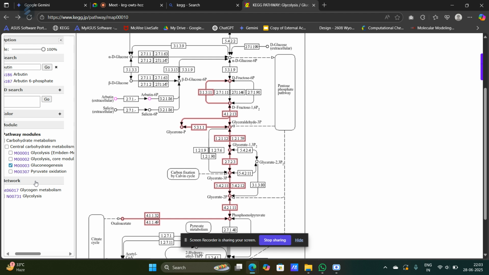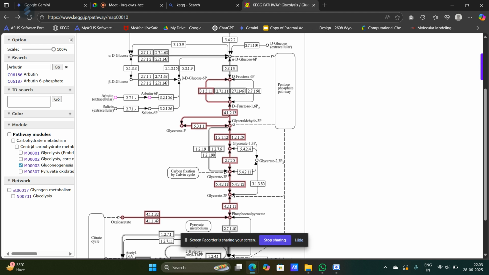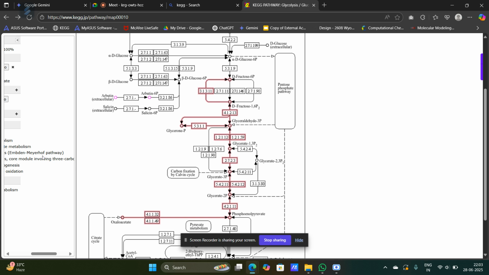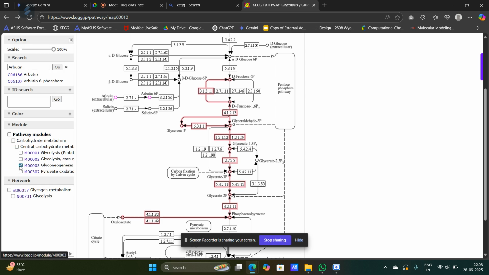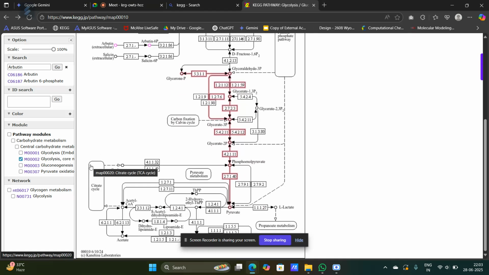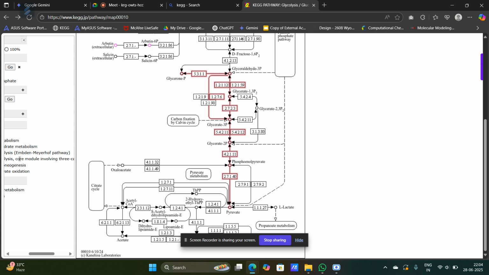Are you guys able to understand what a module is? A module is like dividing the pathway into subdivisions, and you store it as glycolysis Embden-Meyerhof pathway and glycolysis core module involving 3 carbon compounds. Whatever is highlighted here involves only 3 carbon compounds, because I have selected that part of the glycolysis pathway which involves only 3 carbon compounds. Hope you guys understood. Shall I go ahead?